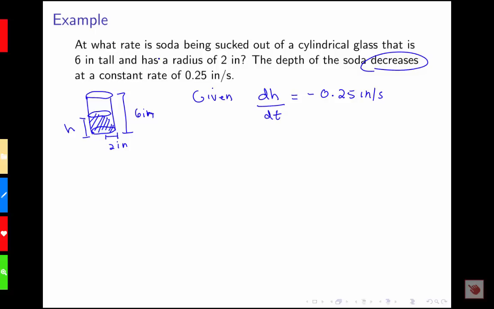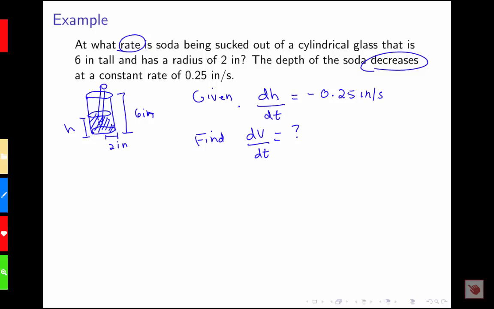So what is it that we're trying to find? Well, we want the rate that the soda is being sucked out of the cylindrical glass. That's looking at the quantity of soda that's leaving. We can think about there being a straw in here and we're drinking the soda. We're interested in finding this amount that's being sucked out of the glass as dV/dt. We're looking at the volume of soda that's leaving the glass, the rate at which that volume is changing with respect to time. We don't know what that is.